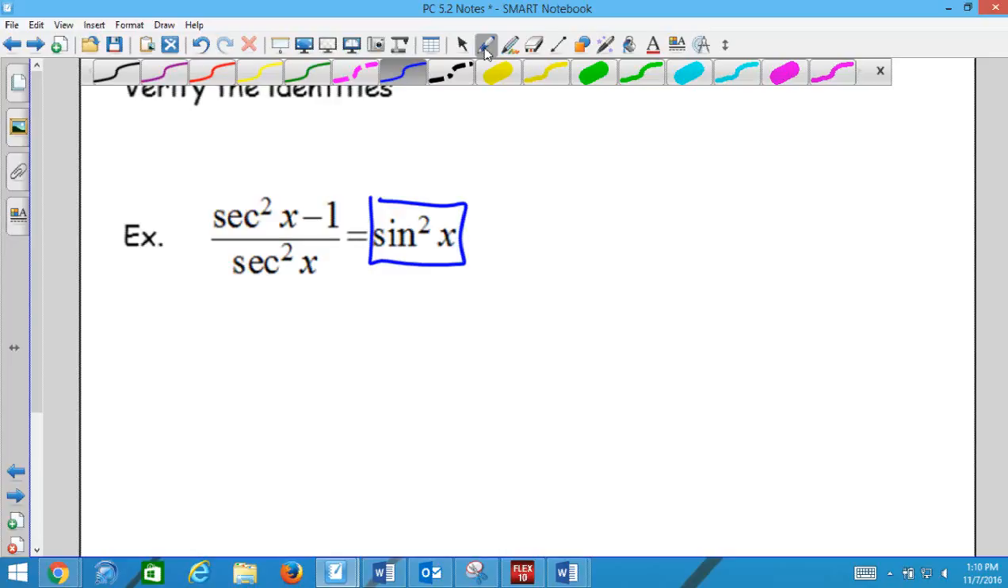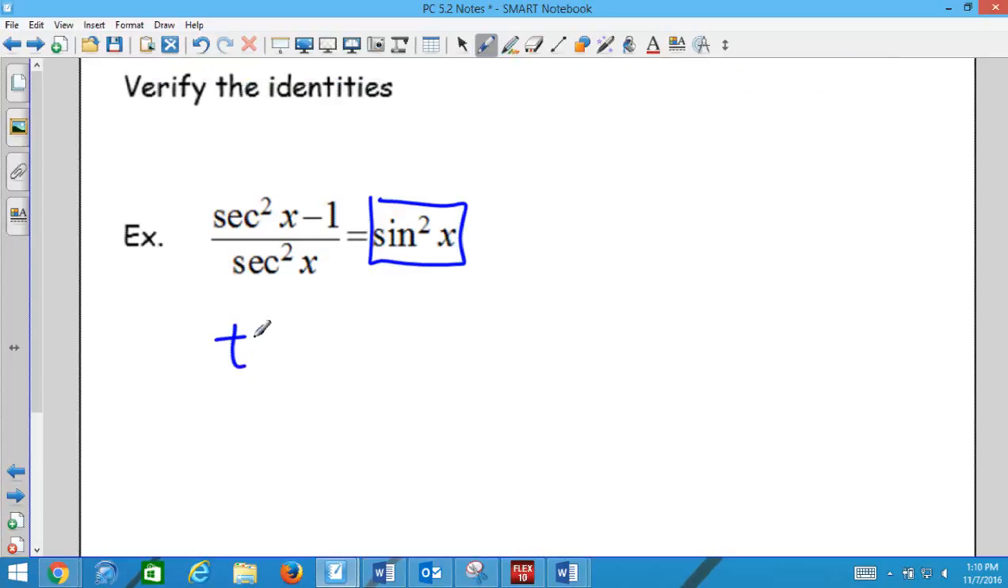Anytime you see a minus 1, it's probably one of those Pythagorean identities. Do you have those handy or are they memorized? They're memorized? Good. I'll be surprised if they are. What is secant squared x minus 1? So my first step is just changing the numerator to tangent squared x.